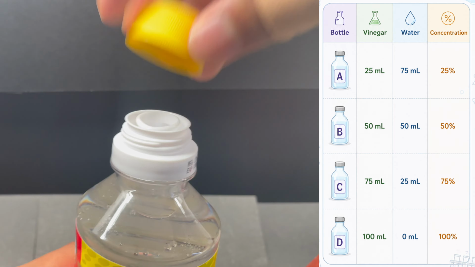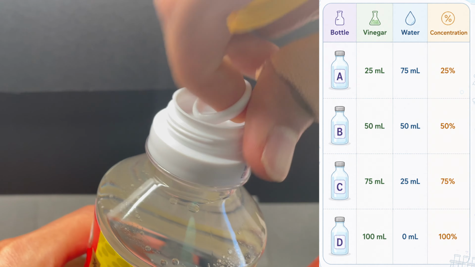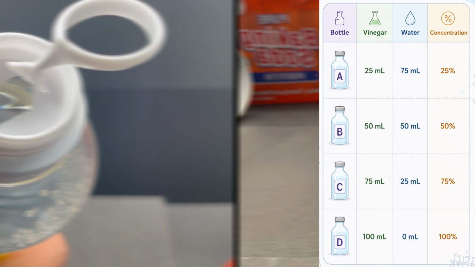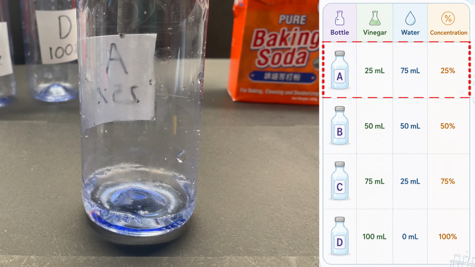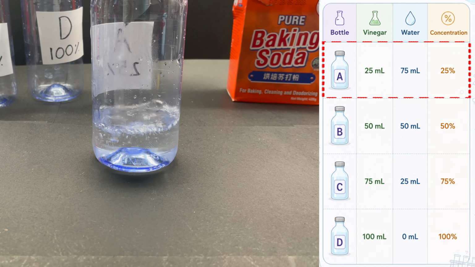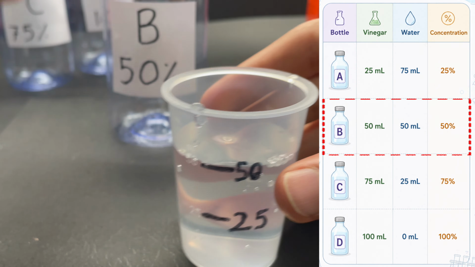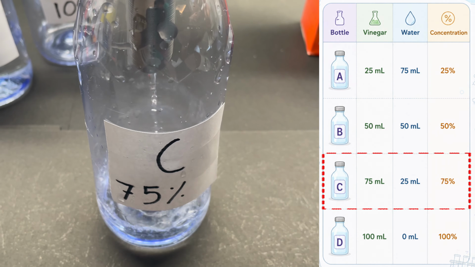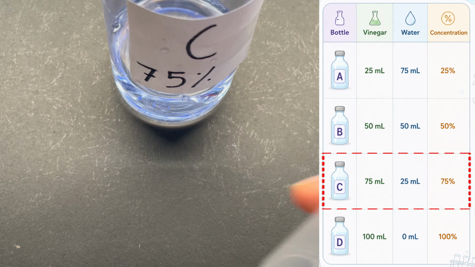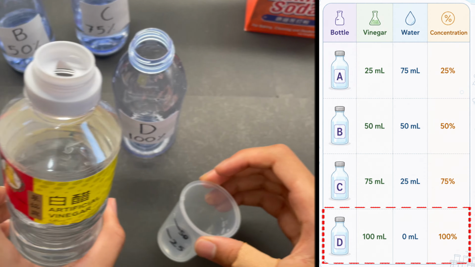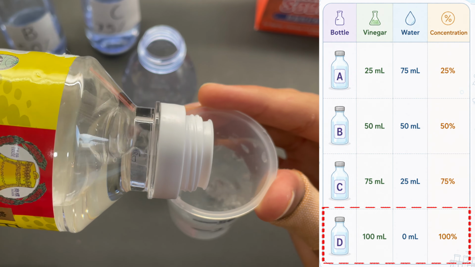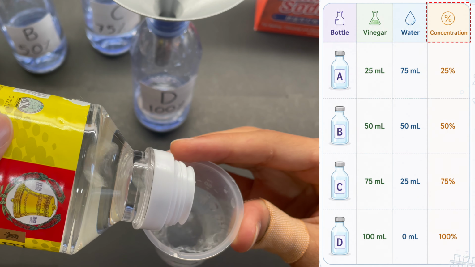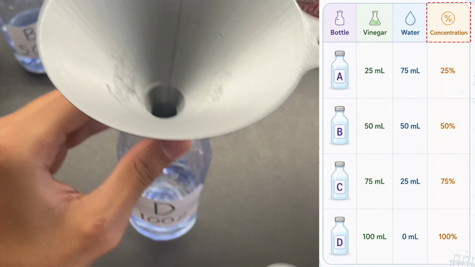To investigate the effect of concentration, I prepared 4 vinegar solutions keeping the total volume constant at 100 milliliters. Bottle A contained 25 milliliters of vinegar and 75 milliliters of water. Bottle B contained equal amounts of vinegar and water. Bottle C contained 75 milliliters of vinegar and 25 milliliters of water. Finally, bottle D contained pure vinegar with no added water. Keeping the total volume constant ensures that concentration is the only variable changing, making this a fair test.